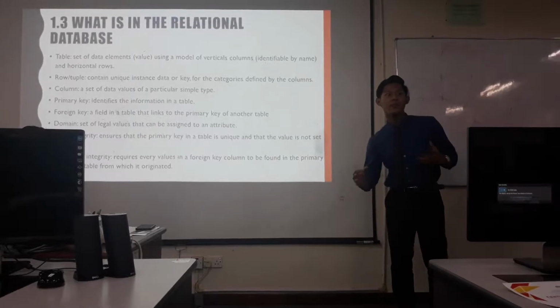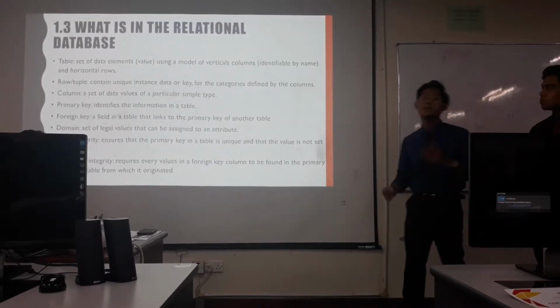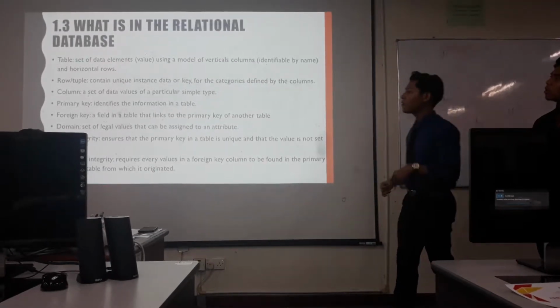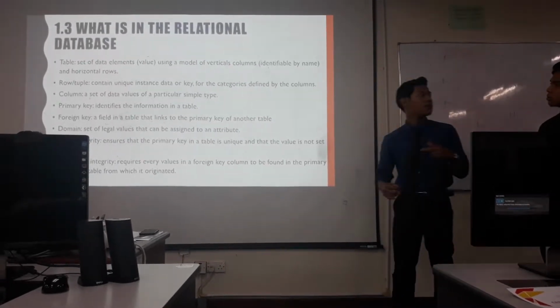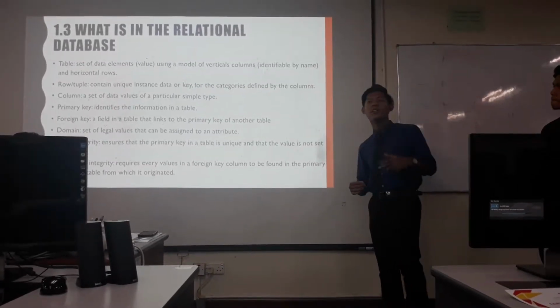Today I will explain what a relational database is. In the relational database, there is a set of data elements in a table, which consists of rows and columns. Rows can be called tuples, and columns can be called attributes.